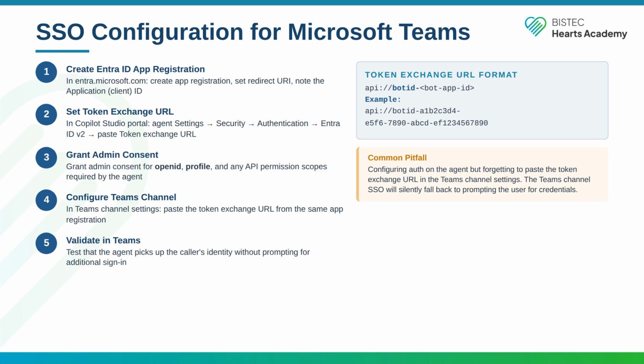Step 5. Validate in Teams. Test the agent in the Teams application. The agent should pick up the caller's Teams identity and begin the conversation without prompting for a separate sign-in. If the user is prompted for credentials, the most common cause is that the token exchange URL is either missing or mismatched between the agent's security settings and the Teams channel settings. There is no error message indicating this mismatch. The Teams channel simply falls back to prompting for credentials silently.